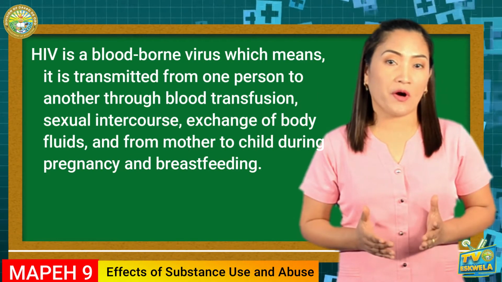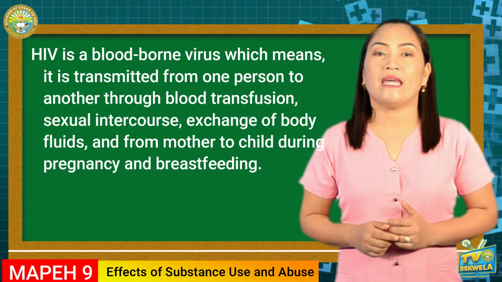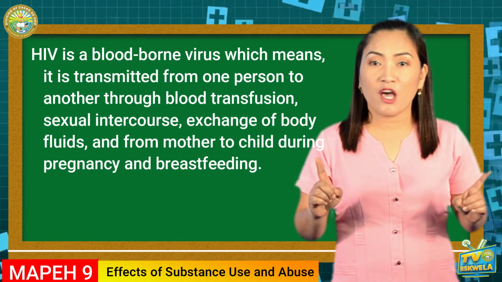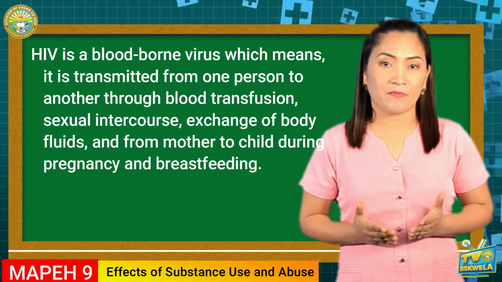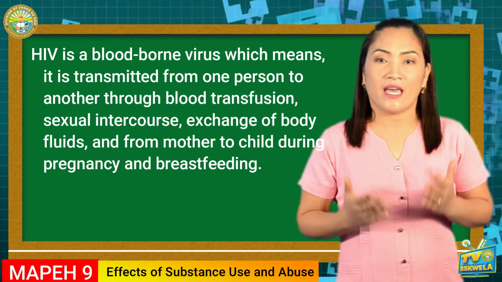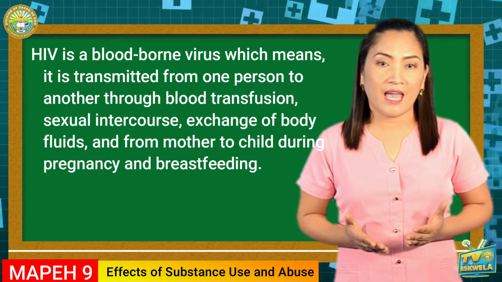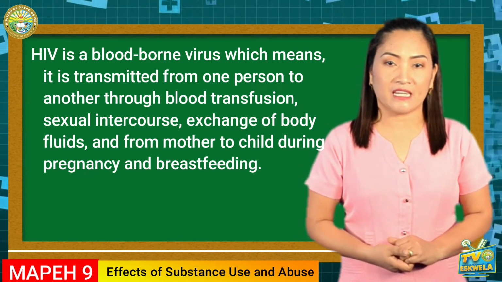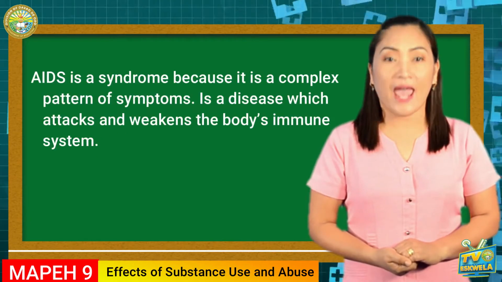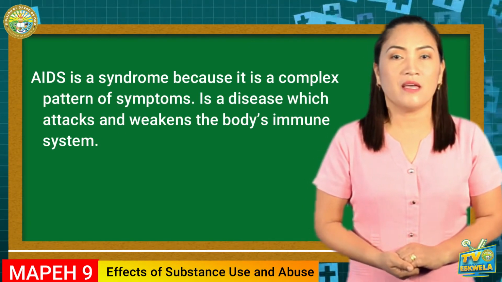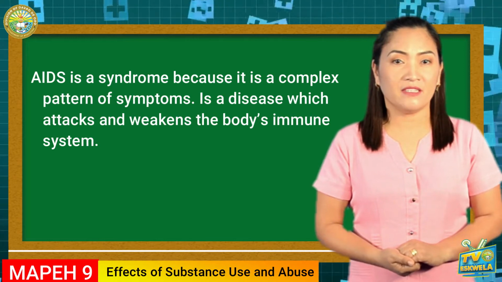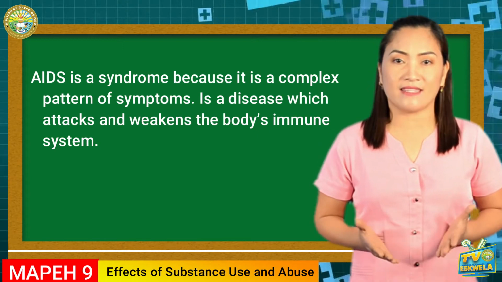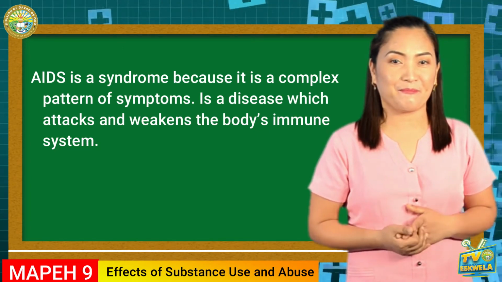HIV is a blood-borne virus, which means it is transmitted from one person to another through blood transfusion, sexual intercourse, exchange of body fluids, and from mother to child during pregnancy and breastfeeding. AIDS is a syndrome because it is a complex pattern of symptoms. It's a disease which attacks and weakens the body's immune system.